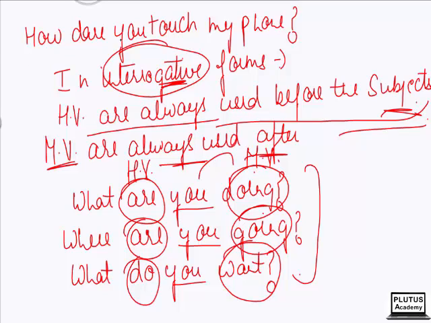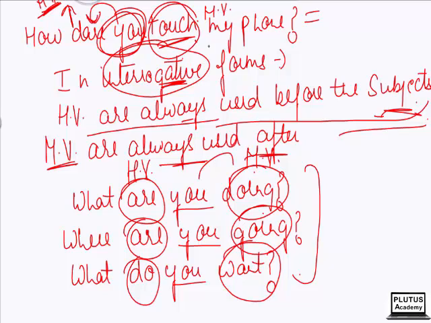So, let us consider the sentence again. In this sentence, you is the subject of the sentence, and before you there is dare present, and we already knew that helping verbs are used before the subjects. So, dare is used as a helping verb in this sentence, and touch is the main verb of the sentence, and that's why touch is present in first form of verb.